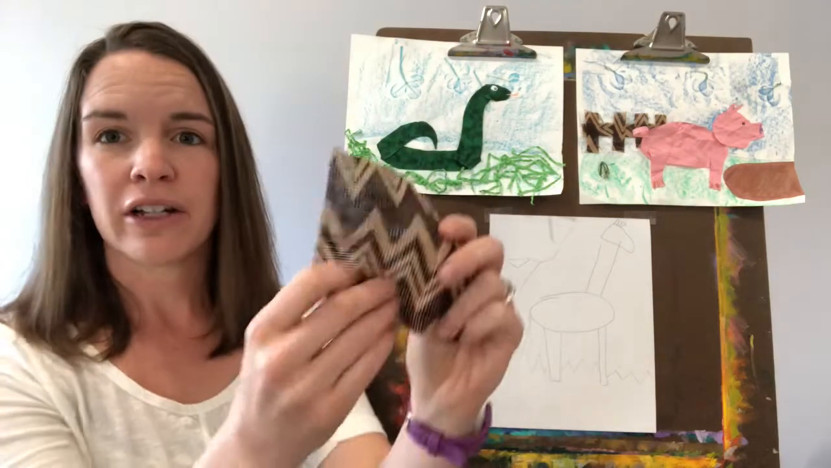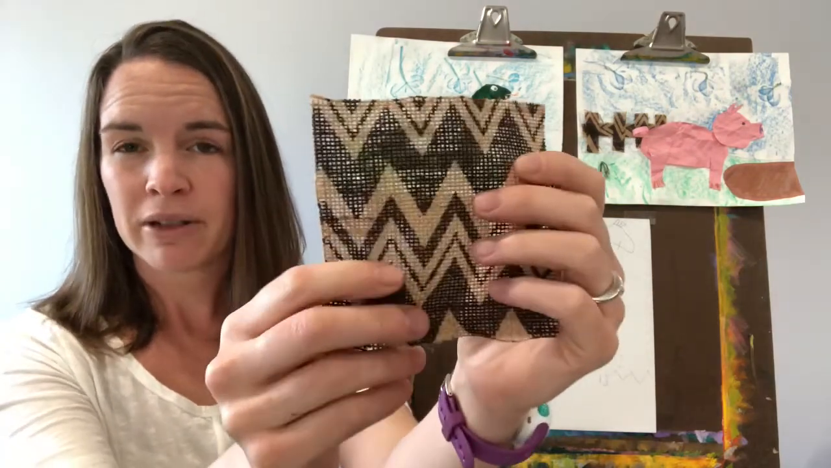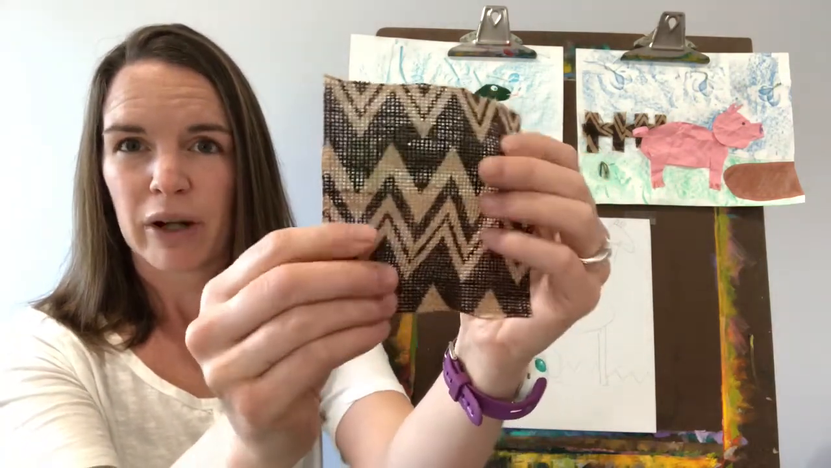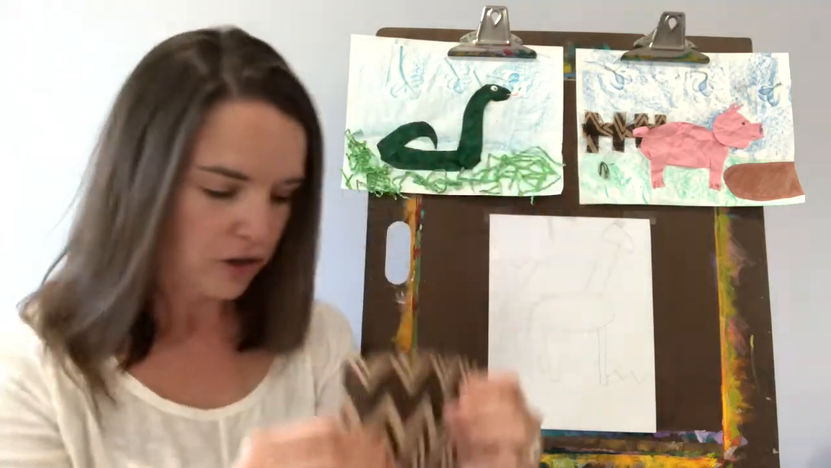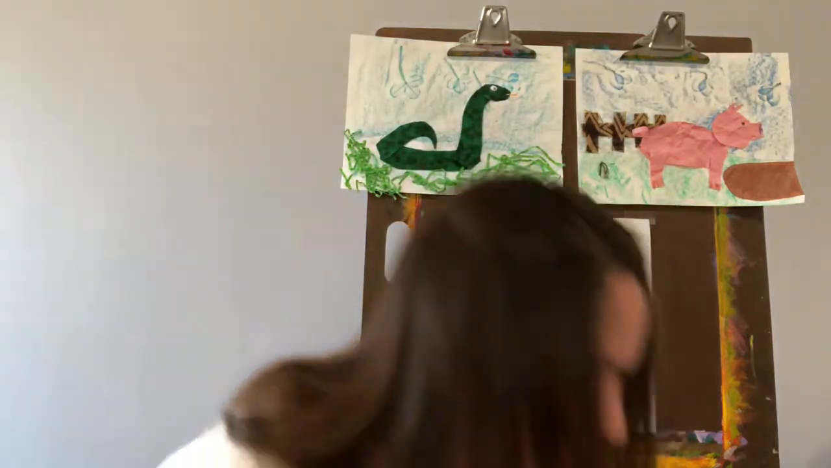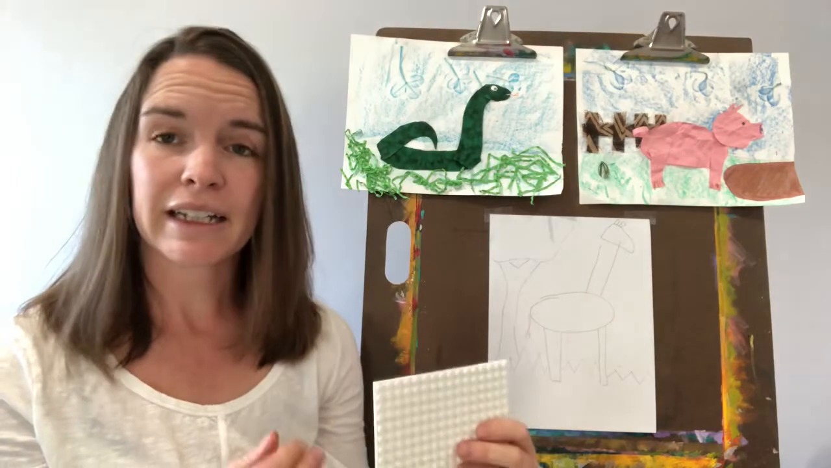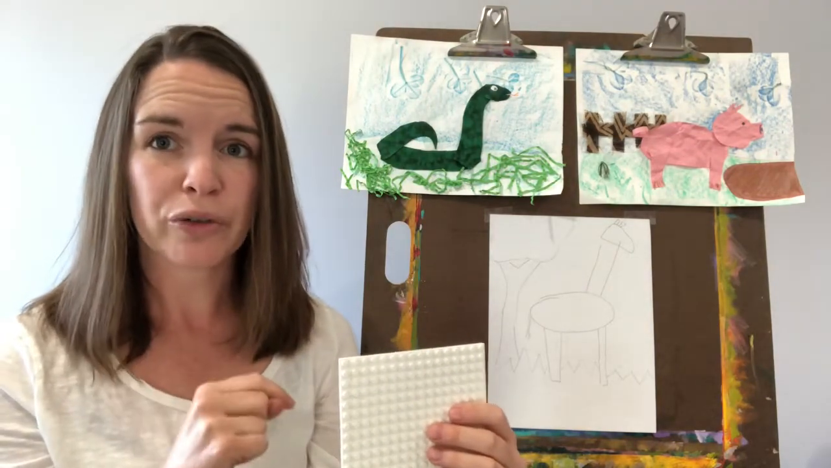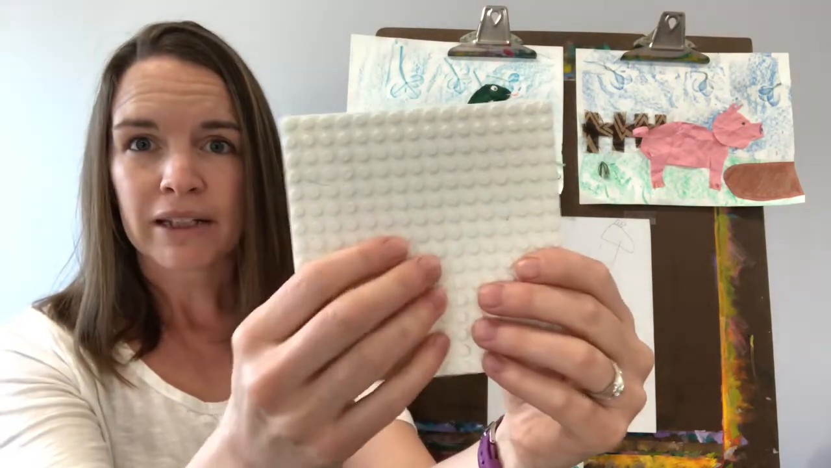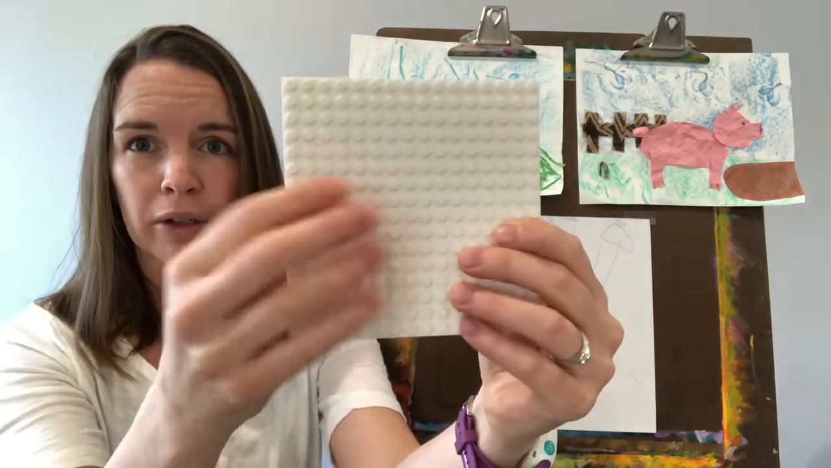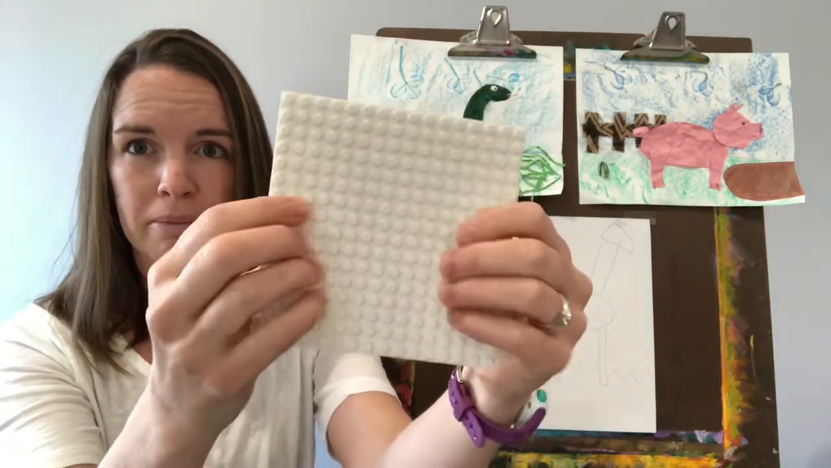Another thing I found around my house, I have this burlap, if you can see that. It's a nice and rough texture. I also found, now of course this isn't something that I can cut up, but we can still use it, and I'll show you how. A lot of you may have something like this. This is a Lego board, so that feels really bumpy.